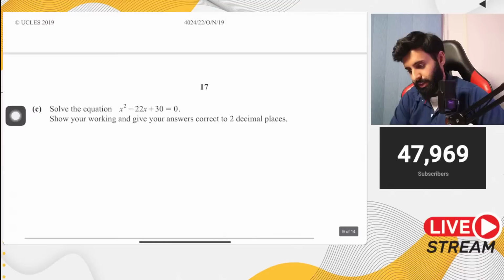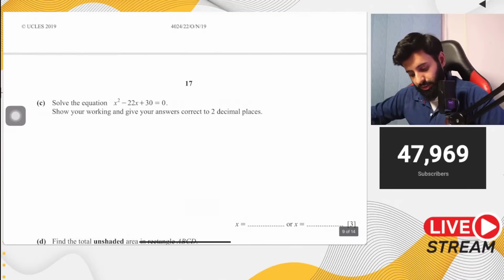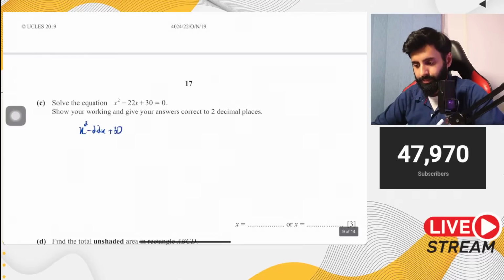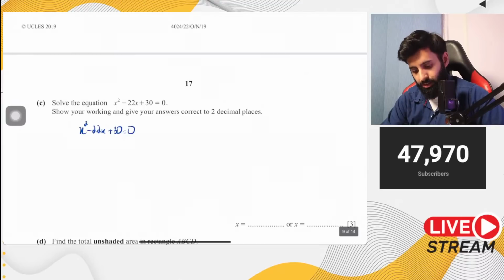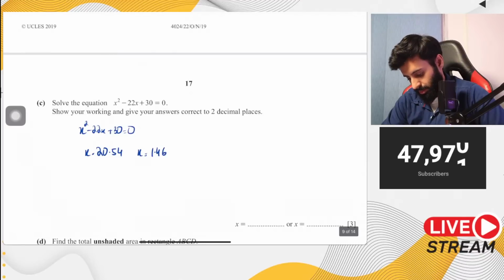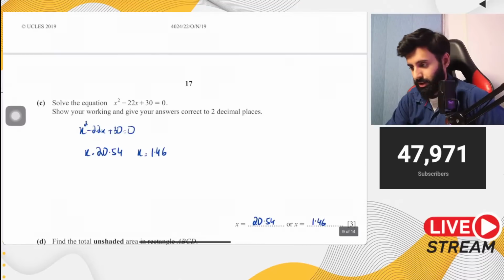Alright, then it says solve the equation. Again, very predictable. Solve the equation x square minus 22x plus 30 equals to 0. So here's what we're going to do. We're going to do a is 1, b is minus 22, c is 30. So x is equals to 20.54 and x is equals to 1.46. So 20.54 and 1.46 are your answers. Okay. I directly did it in the calculator to save some time.